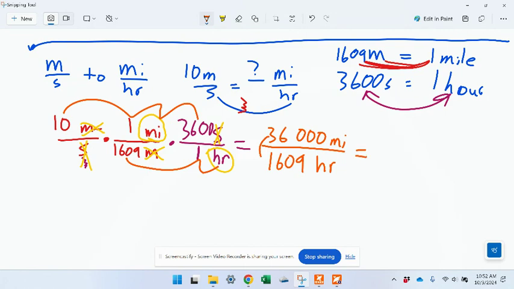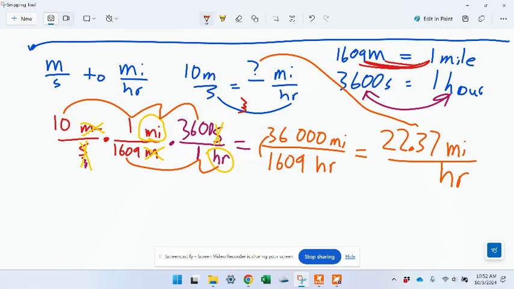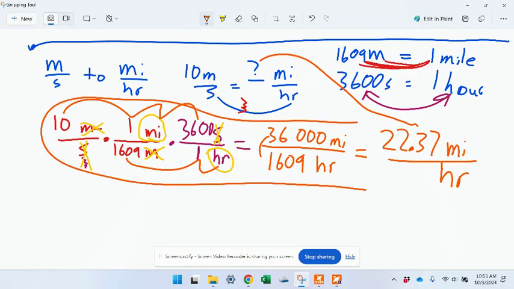If we actually do this calculation, we'll find that our final answer would be 22.37 miles per hour would be our answer. And so then that would, of course, could go up here. When you're doing this to show your work in units converting, this is what you need to do.